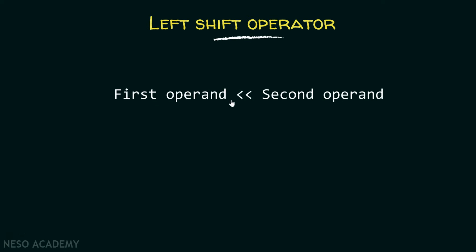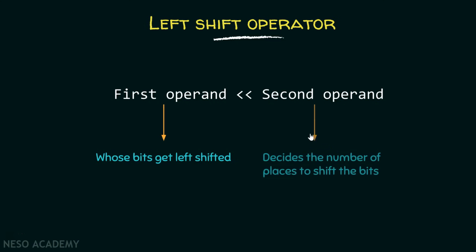This is how a left shift operator looks. The left shift operator is a binary operator, therefore it requires two operands. This is the first operand and this is the second operand. The first operand is the one whose bits get left shifted. The second operand is the one which decides the number of places to shift the bits.